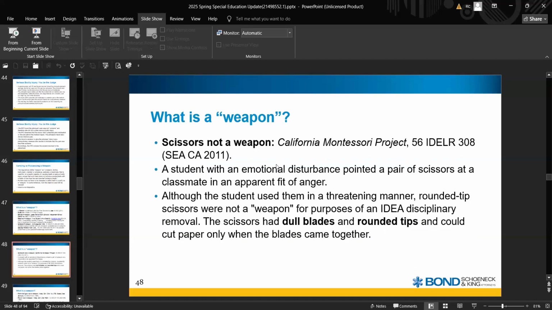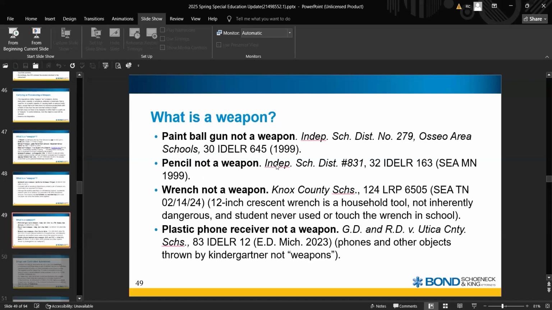Okay, but here's an example where scissors were not considered a weapon. So in this case, a student with an emotional disturbance pointed a pair of scissors at a classmate in apparent fit of anger. The student used them in a threatening manner, but they were rounded tip scissors. Okay, the scissors had dull blades and rounded tips. They could only cut paper. So in that situation, it was decided that that's not a weapon. That's not going to cause substantial bodily, serious bodily injury or risk of death, substantial risk of death. Okay, so again, the facts matter. What the exact circumstances are will matter.